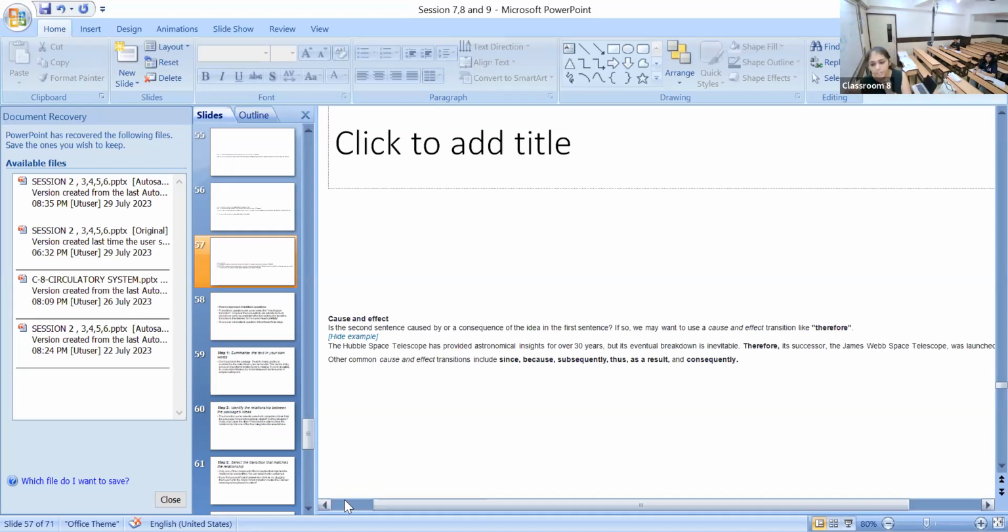So that's therefore. You can see over here that common cause and effect transitions include since, because, subsequently, thus, as a result, consequently. All these are your cause and effect transitions. Due to this cause, there's an effect to it. So you can just write down quickly cause and effect transitions. Write down these words: therefore, since, because, subsequently, as a result, thus, consequently.